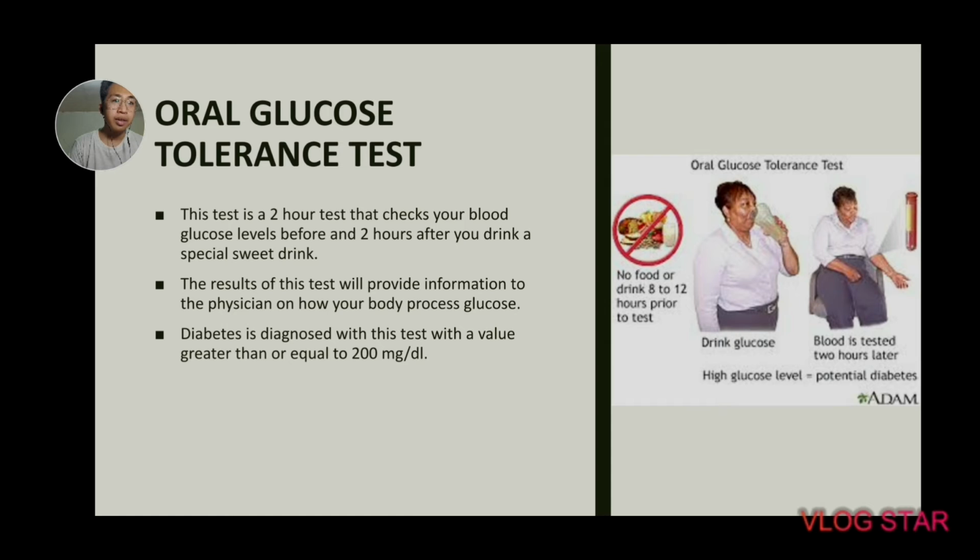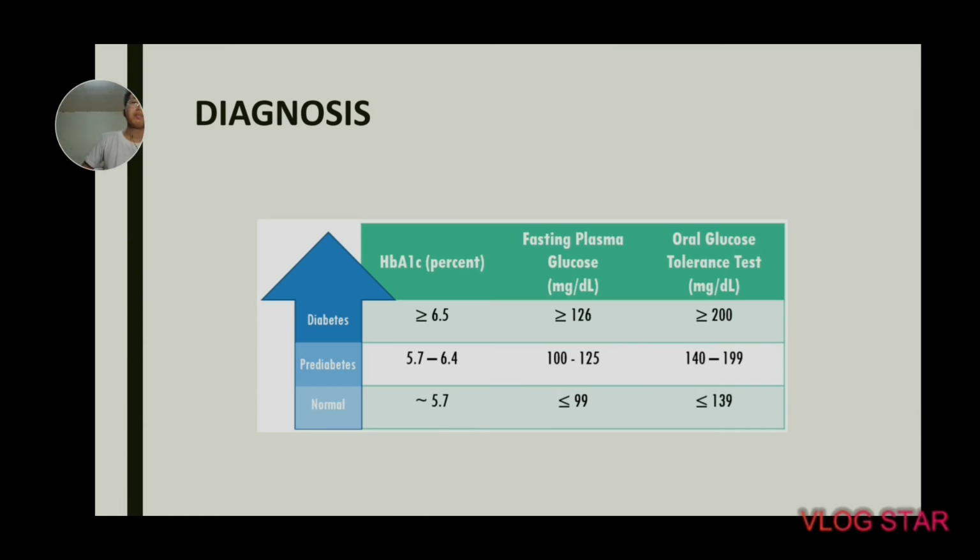So in the picture to the right, it's the same thing as fasting. You have no food or drink 8 to 12 hours prior to the test, and then you drink this special sweet drink. You drink the glucose drink, and then blood is tested 2 hours later. So high glucose levels are potentially diabetes. This table shows a summary of the 3 tests and their abnormal results for diabetes, pre-diabetes, and normal results.